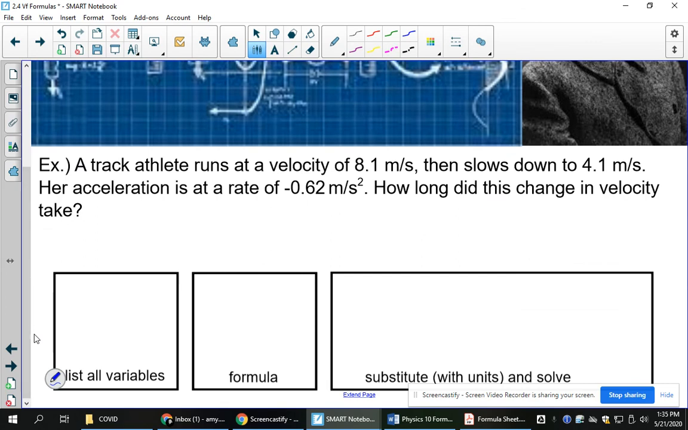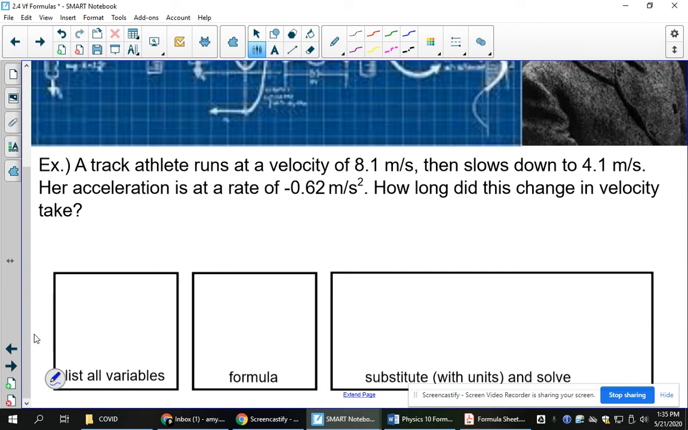Here's an example where we'll use that. A track athlete runs at a velocity of 8.1 meters per second, then slows down to 4.1 meters per second. Her acceleration is at a rate of negative 0.62 meters per second squared. How long did this change in speed take?